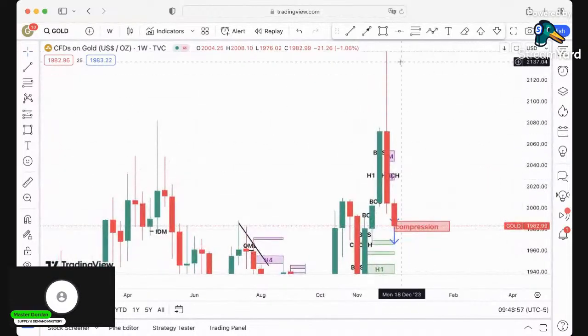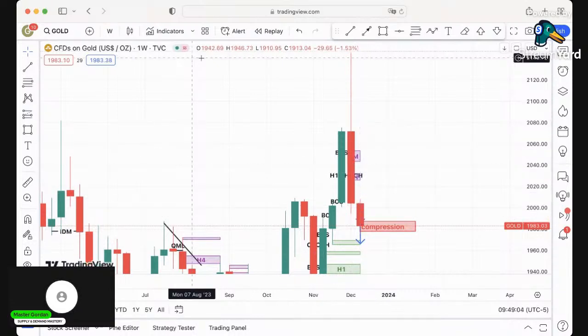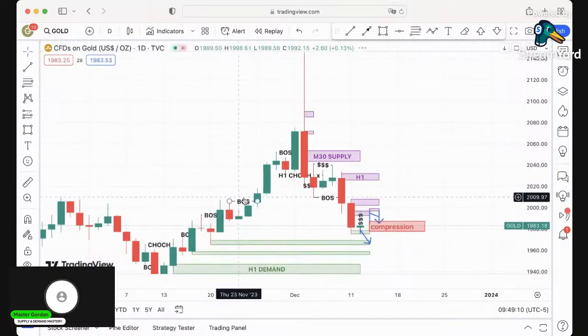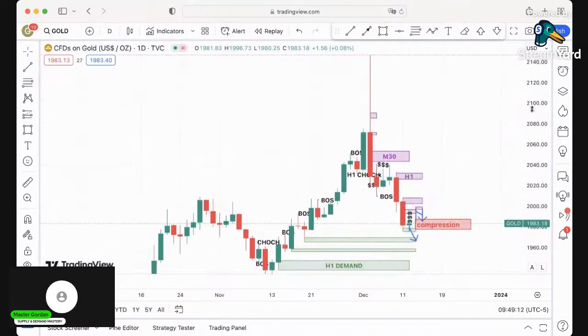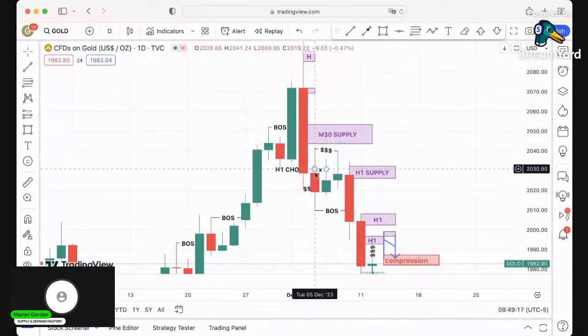Last week, we have a bearish engulfing. You see, we have a bearish engulfing. This is the weekly mapping. So we know we have a very strong bearish momentum. Then only you go into the daily time frame. What do we have here?